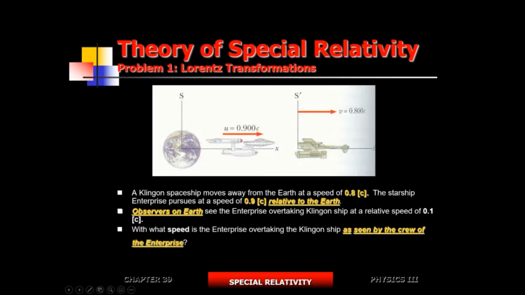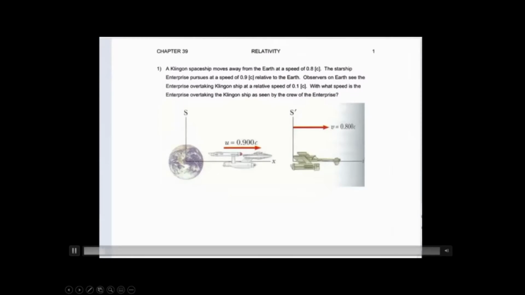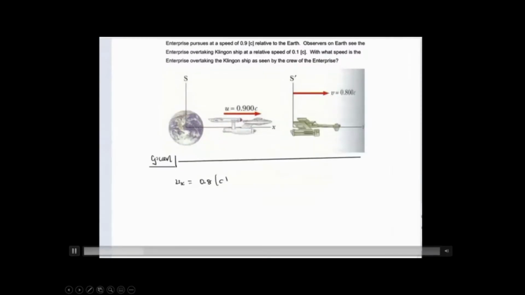With what speed is the Enterprise overtaking the Klingon ship as seen by the crew of the Enterprise? So we're interested in the speed of the Klingon ship relative to Earth, which is going to be 80% of the light speed. U of x is the speed of an object as measured by the Earth reference frame. And then we're interested in a second reference frame, and the speed of this reference frame is going to be 90% of the light speed.